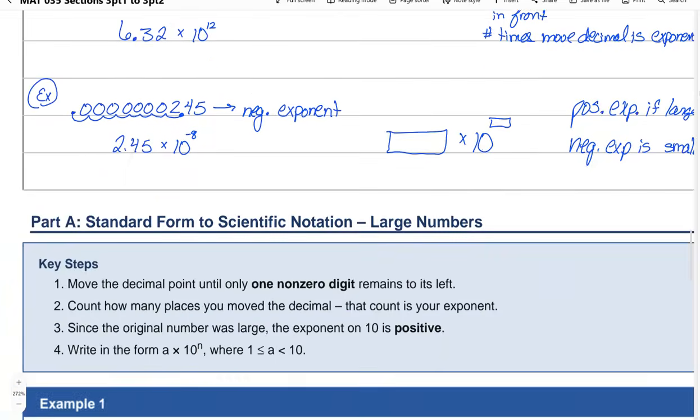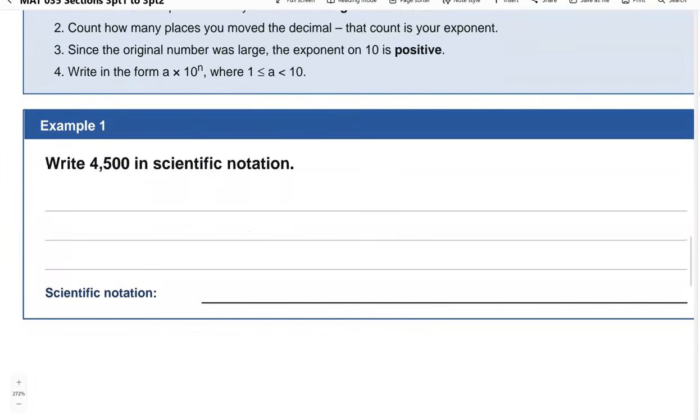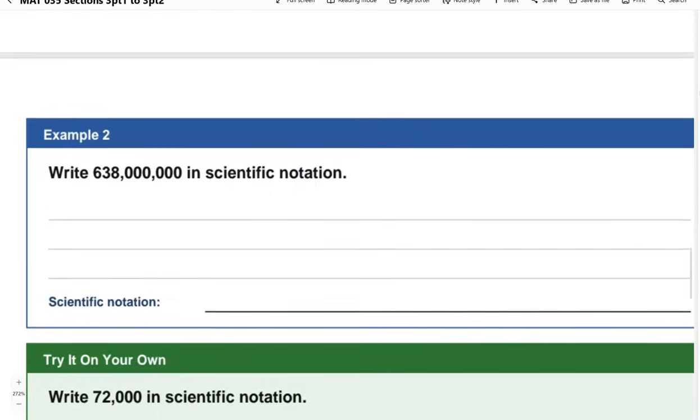So let's look at a few examples. Let's say we want to write the number 4,500 in scientific notation. The natural decimal here is at the end. So we're going to move that decimal 1, 2, 3 times. So this is going to be 4.5 times 10, and we moved that decimal 3 times. So we're going to use a positive exponent there.